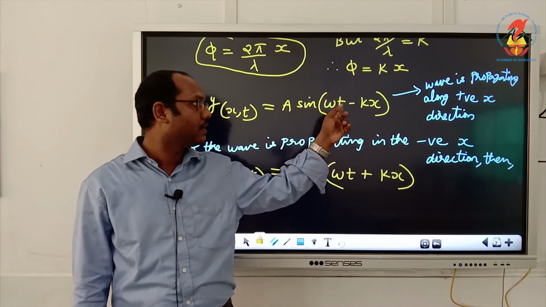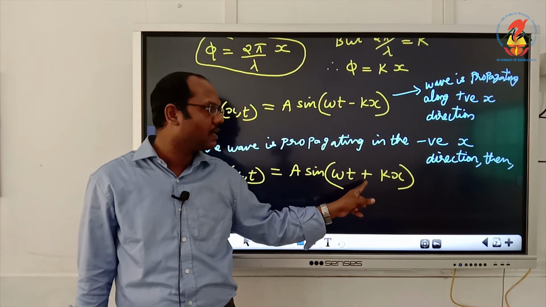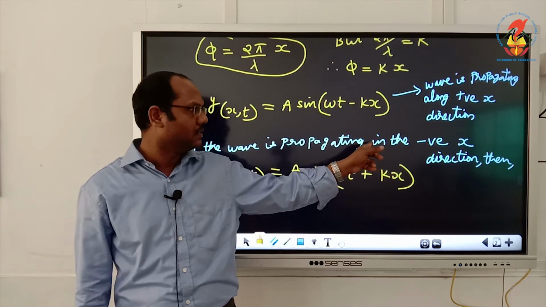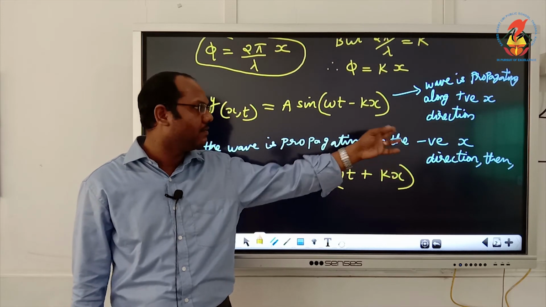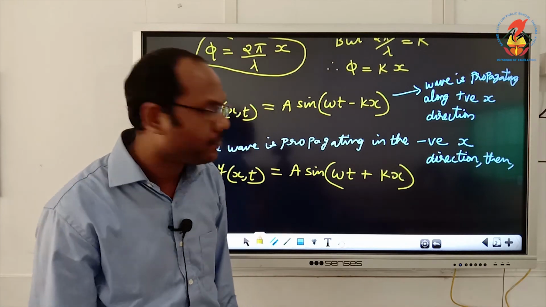So you can see the difference. Here it is a negative sign, here it is a positive sign. So when positive comes in the middle, you can analyze that the wave is propagating along the negative x direction. Okay.